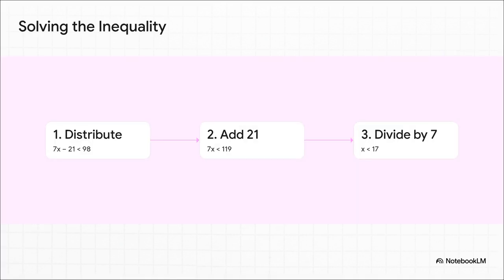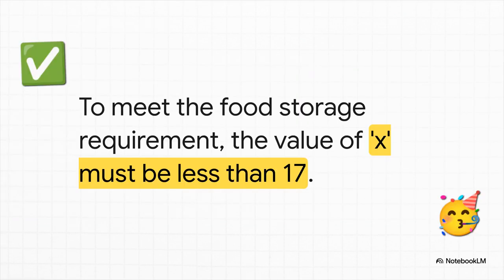The actual process for solving this is almost exactly the same as the last problem. You distribute the number, get the x term by itself, and then divide. Simple as that. And that gives you your final boundary. So see, our final answer isn't just one number. It's a rule. To make sure there's enough food, x can be any number at all as long as it's less than 17.